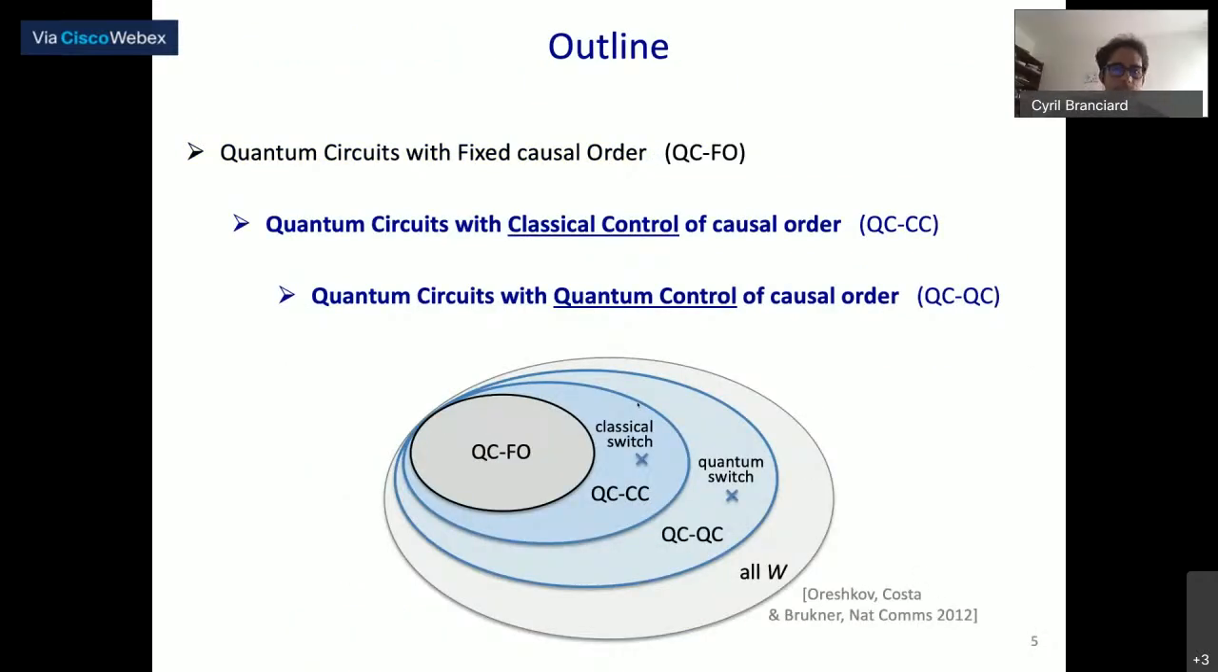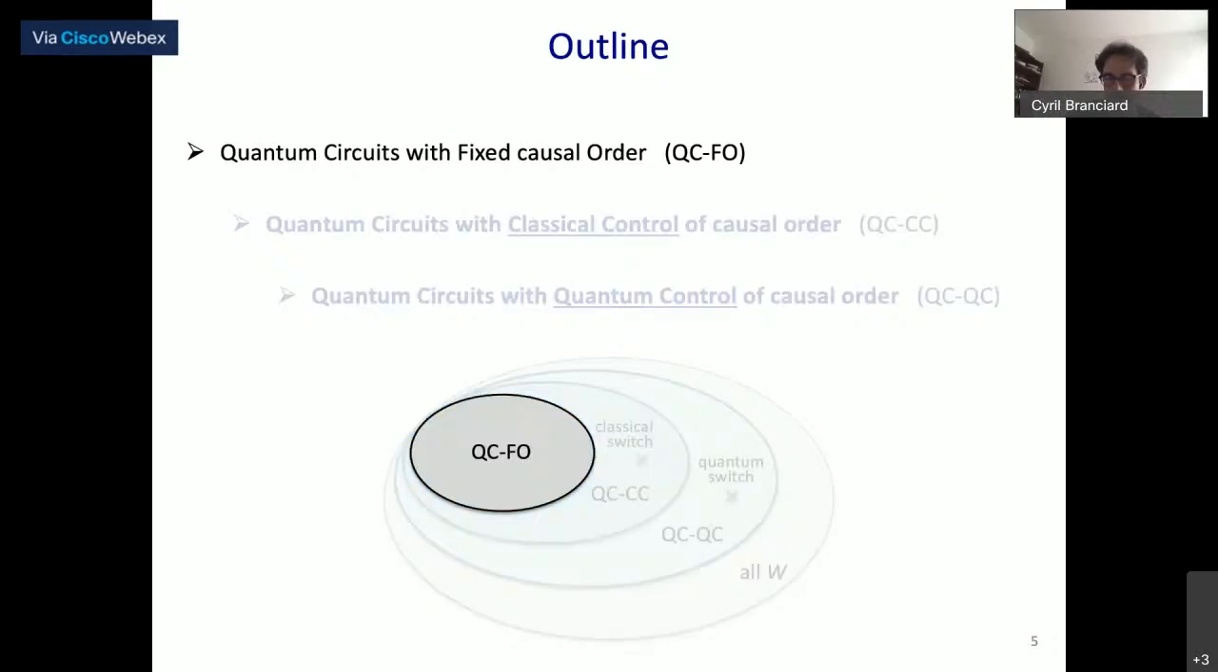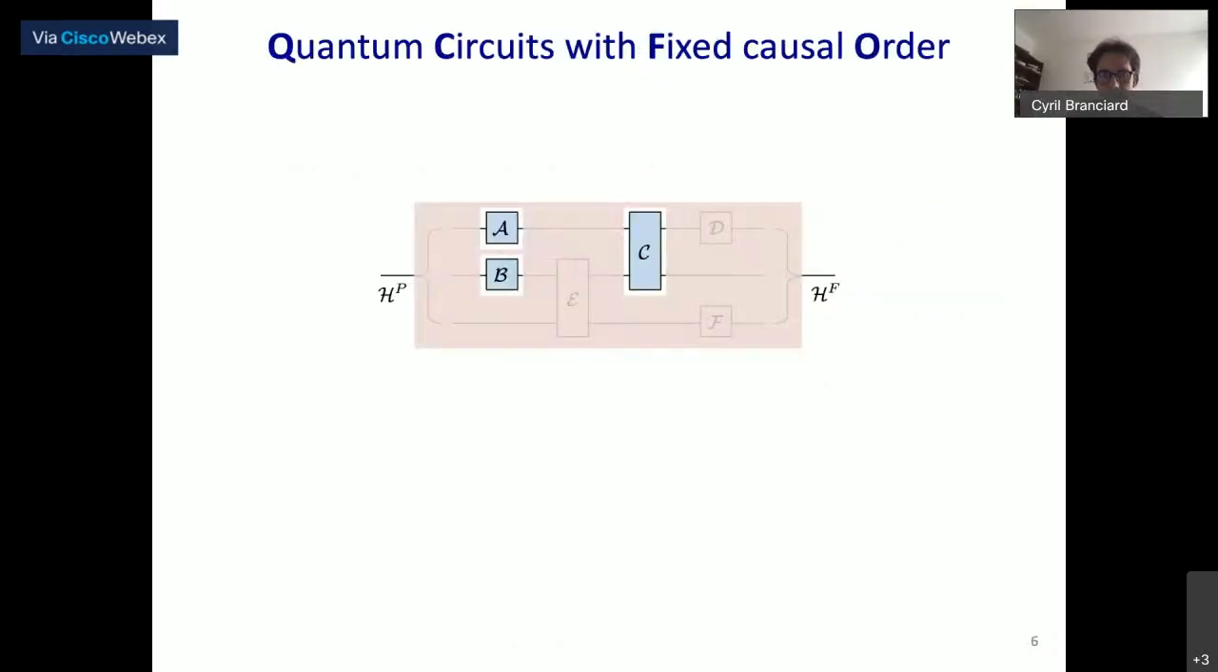So I will first remind you how we analyze quantum circuits with fixed causal order, which I will call QCFO, for fixed order. How we analyze this in terms of supermaps and process matrices. And then I will introduce those two new classes of quantum circuits with classical control, QCCC, and the quantum circuits with quantum control, QCQC here.